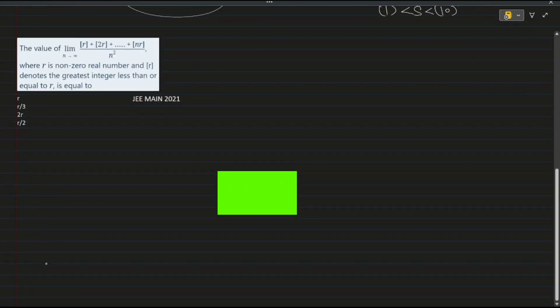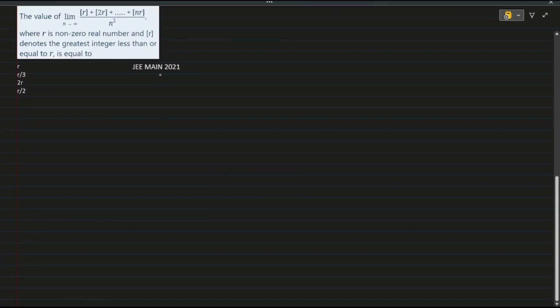Got it? Now let's come to another question based on the Sandwich theorem asked in JEE in 2021. The question is limit n tending to infinity of greatest integer of r plus greatest integer of 2r and up to greatest integer of nr, divided by n square, where r is any non-zero real number and [.] is the greatest integer.